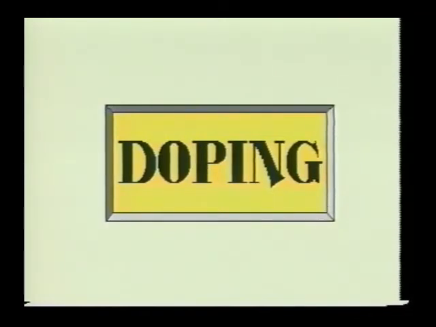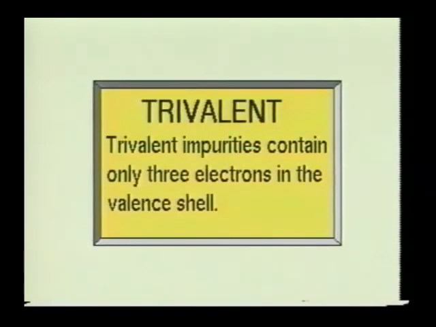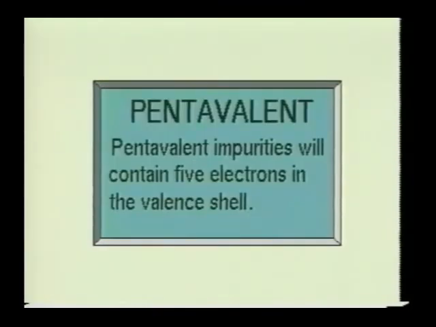There are 2 classifications of impurities used for doping. These are trivalent and pentavalent. Trivalent elements will contain only 3 electrons in the valence shell, whereas pentavalent elements will contain 5 electrons in the valence shell.